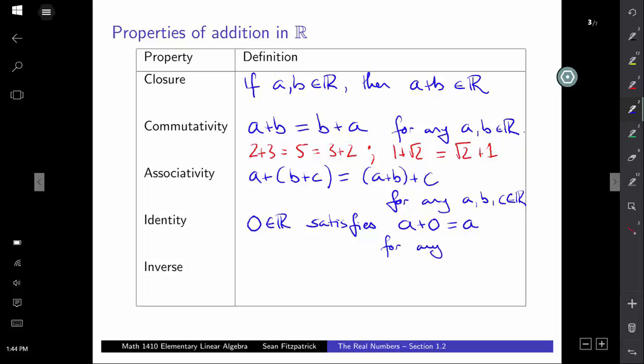And again, it doesn't matter which number a we're talking about here, adding 0 does nothing. So this is the identity property. Finally, we have the inverse property.